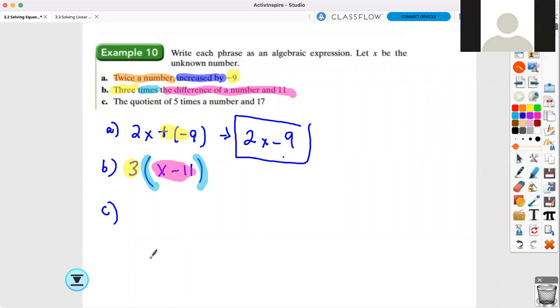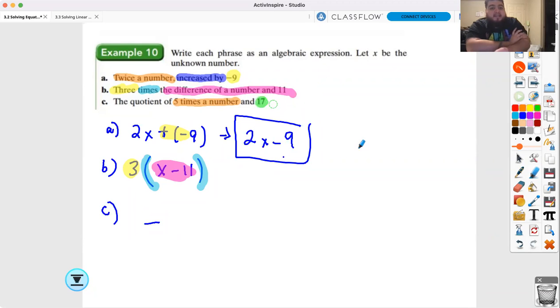Let's look at C: the quotient of 5 times a number and 11. The quotient of, right? So we know quotient is gonna be a division problem. What's gonna be on top? Remember, it's the first word after what word? It's after "of", right? So this part, the orange, is gonna be what? The top or the bottom? The top. Good. And then after the "and" is the what? The bottom. So it's 5x divided by 11. That's correct.